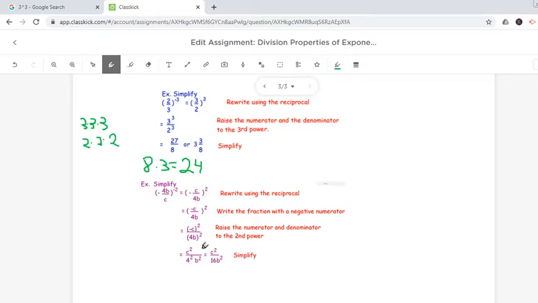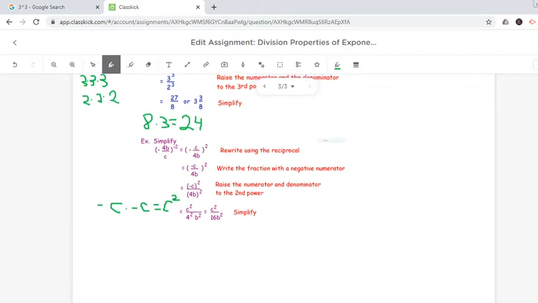Simplify. So negative c squared is c squared because it's negative c times negative c. And we have two negatives multiplied together. That's a positive. So that becomes c squared, positive c squared. And we have 4 squared. 4 times 4, 16. B squared. And that's the answer.